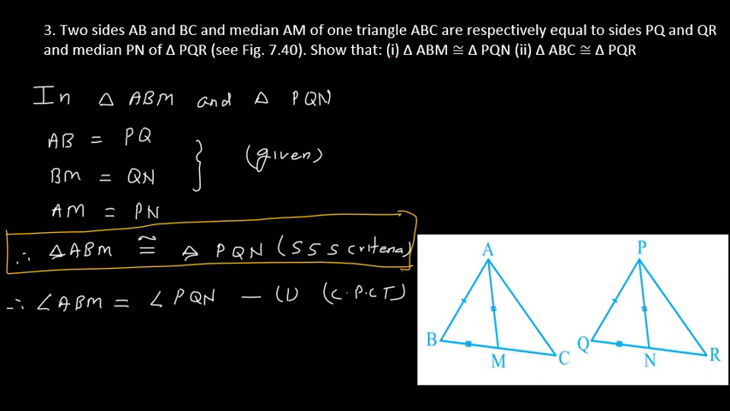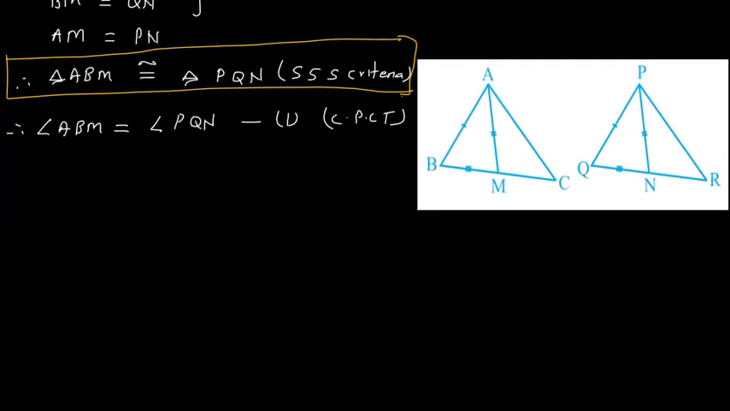Okay, now as BM equal to QN, twice of BM will be equal to twice of QN. Therefore, I can say that BC equal to QR. This I will consider as second equation.